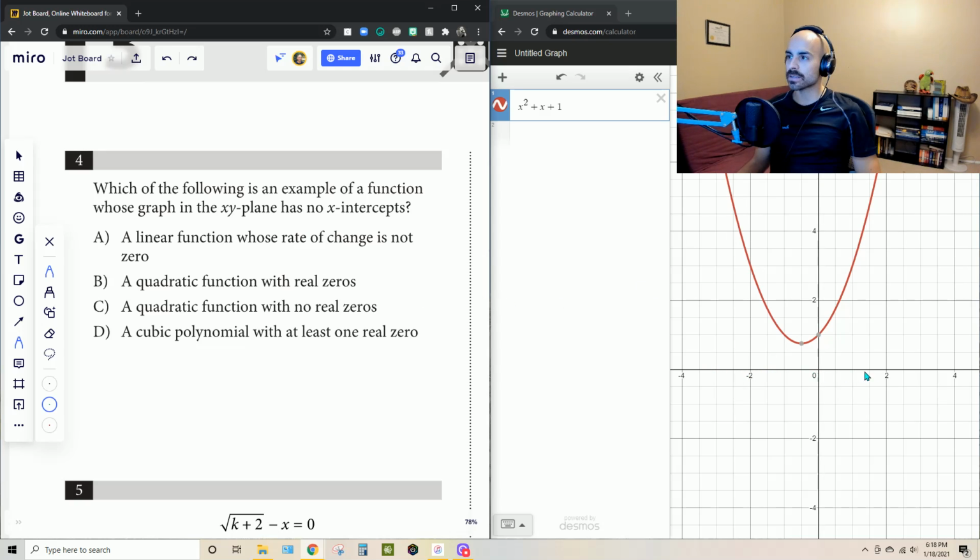So if you're crossing the x-axis, that means you have x-intercepts. This is not doing it. It has one y-intercept at (0, 1). That's irrelevant for this question. So let's go through each of these answers because they want to know which one of them has no x-intercepts.